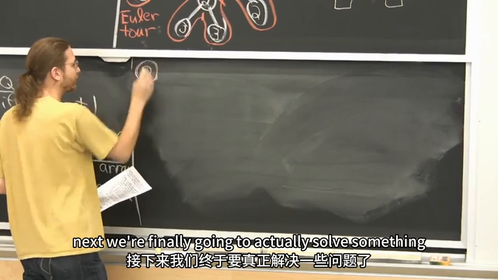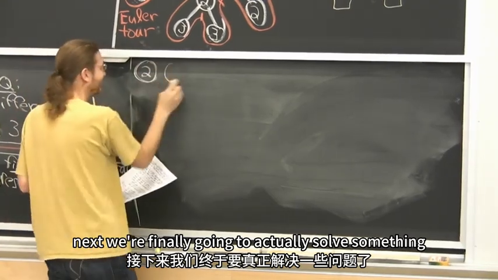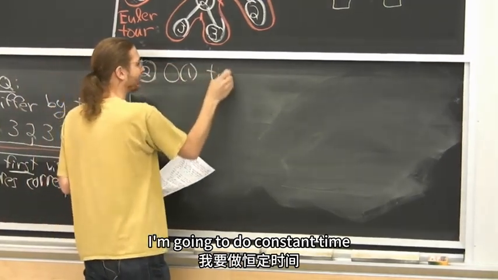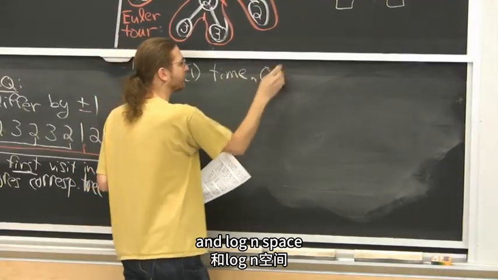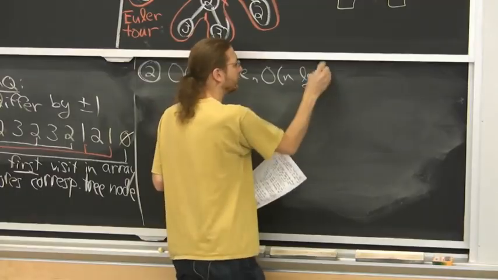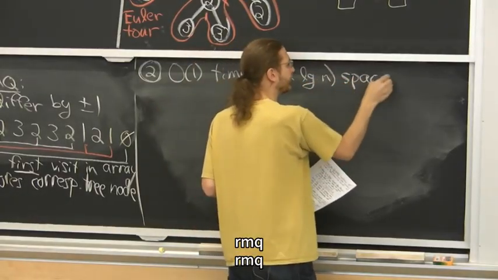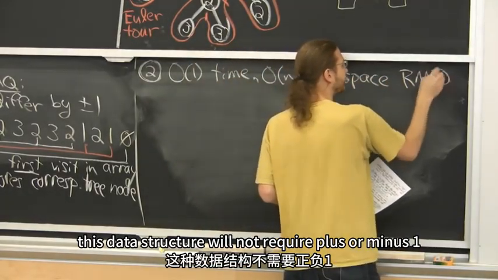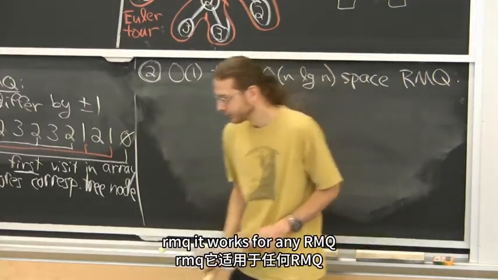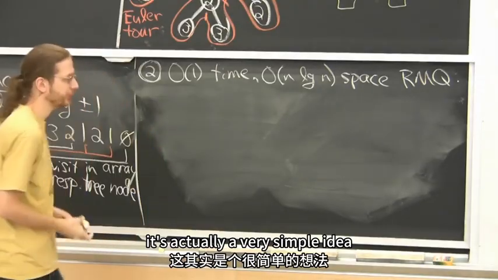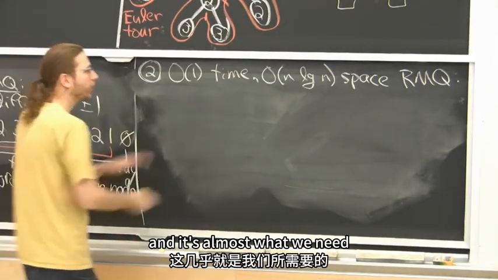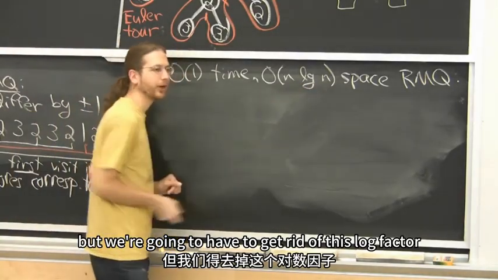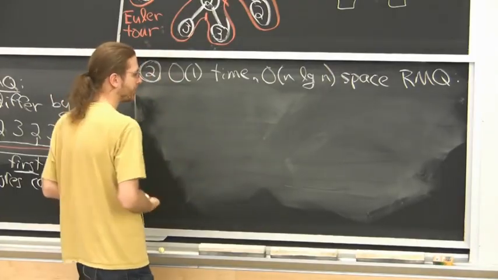That was a reduction. Next, we're finally going to actually solve something. I'm going to do constant time, n log n space, RMQ. This data structure will not require plus or minus 1 RMQ. It works for any RMQ. It's actually a very simple idea. And it's almost what we need, but we're going to have to get rid of this log factor. That will be step 3.